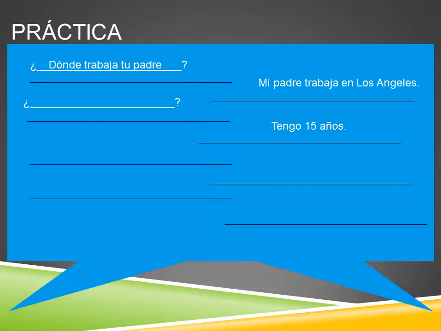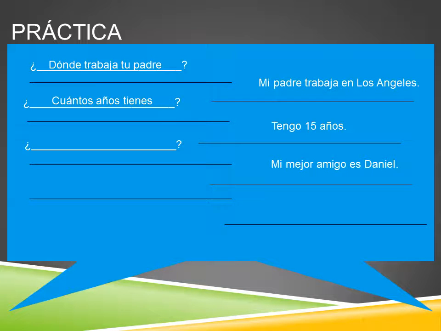Let's do the next one. Tengo 15 años. So what's the question there? We've learned this at the very beginning. ¿Cuántos años tienes? How many years do you have? If we were going to put a subject there, we'd say, ¿Cuántos años tienes tú? ¿Cuántos años? That's our question. Tienes, our verb. Subject tú, it's implied. We don't need to put it there, but if we did want to put it there, we'd put it at the end.